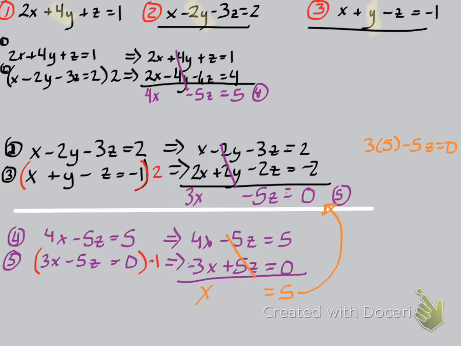It didn't matter if I took equation 5 or equation 4, either one would work at this step. So 15 minus 5z is equal to 0. I'm going to move the 15 to the other side by subtracting. And that gives me negative 5z is equal to negative 15. Divide both sides by negative 5. That gives me z is equal to 3. So I now have x and z. I'm going to take that information and go back up into one of my equations.